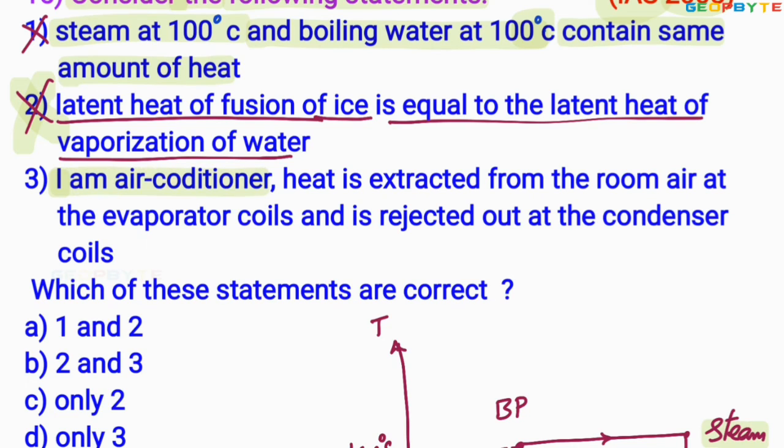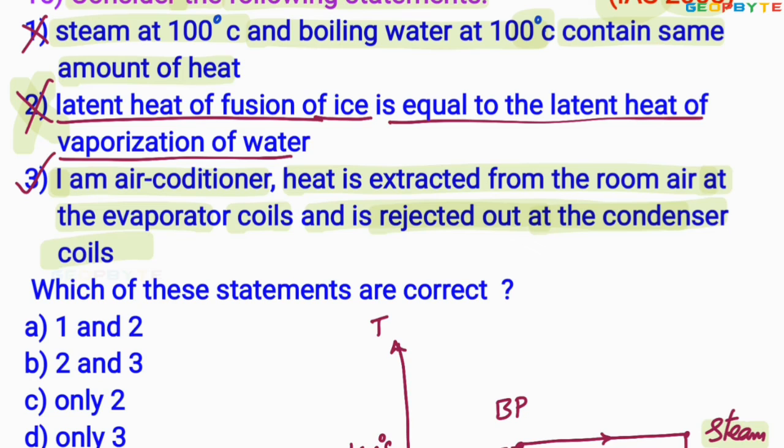I am air conditioner, heat is extracted from the room air at the evaporator coil and is rejected out at the condenser coil. Absolutely correct. Dear friends, in our domestic refrigerator, the deep freeze region is called evaporator. Whatever the things we are keeping in that evaporator, those things are dumping the heat to the refrigerant flowing through the evaporator coil. That means by the time the refrigerant is flowing through the evaporator coil, it is absorbing the heat from the working material, whatever you kept in the cabin space of the refrigerator.